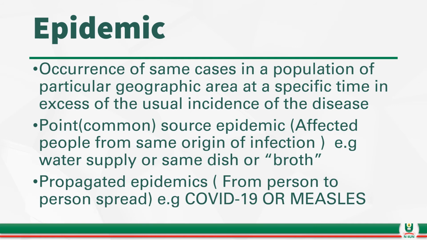However, in propagated epidemics, usually from person to person spread, it is not from the same source. Maybe the same food everybody ate or the same water everybody drank. In propagated, it is being transmitted from person to person, like in transmission of COVID or measles. Those are examples of propagated epidemics.